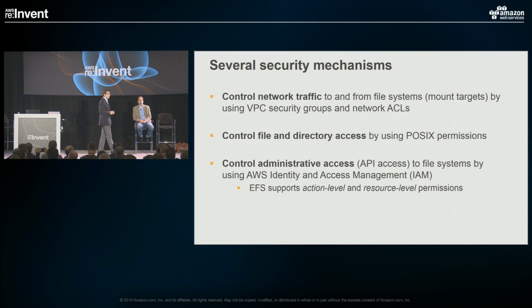And there are a number of security mechanisms available to your EFS file system. So first, at the network level, you can control network traffic to and from your file systems by using VPC security groups and using VPC network ACLs. And really what you're doing is you're applying the security groups to the mount targets. And so because the mount target is where you're sending your traffic to the file system, you control what traffic can reach your file system by applying the relevant security groups to those mount targets.